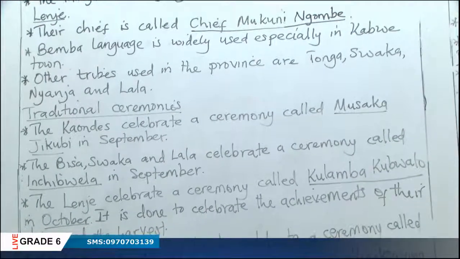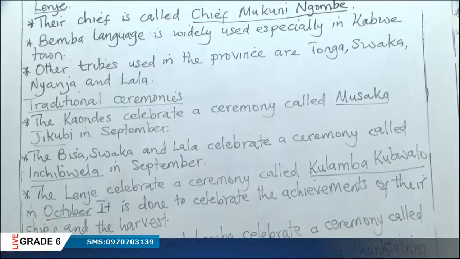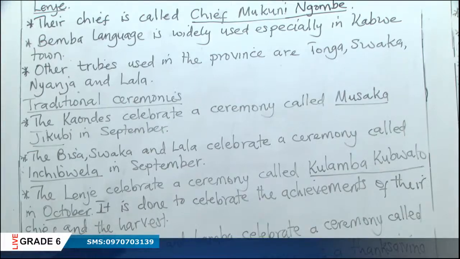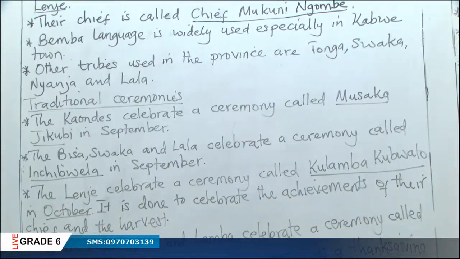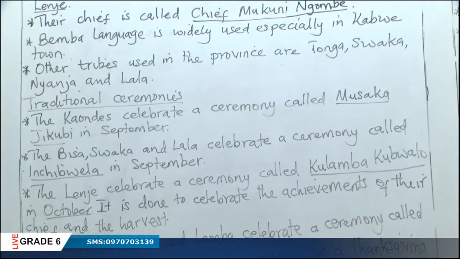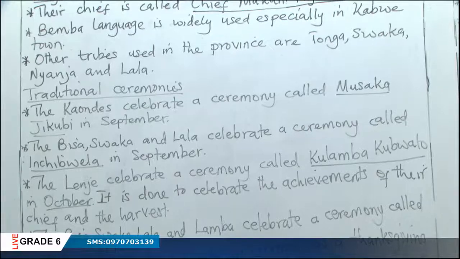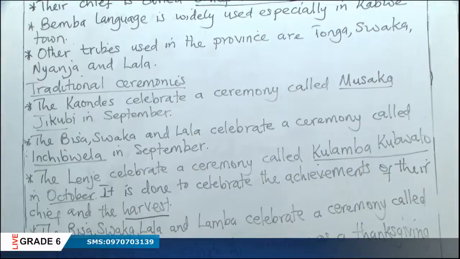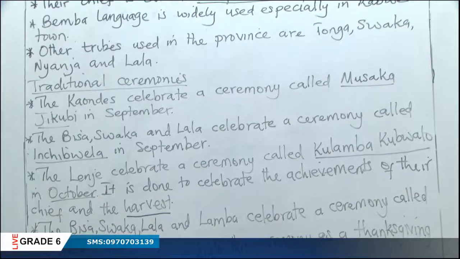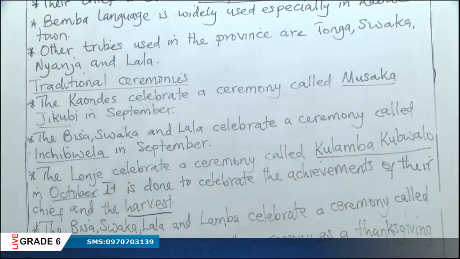Okay, so boys and girls, the Lenje celebrate a ceremony called Kulamba Kubwalo in October, which is next month. It is done to celebrate the achievements of their chief and the harvest. So whatever the chief has achieved in that particular season or year, together with whatever they harvested in the fields, will be celebrated during a ceremony called Kulamba Kubwalo.